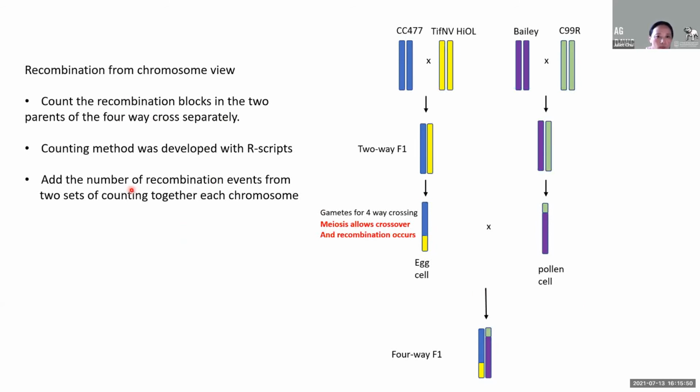The counting method was developed by Dr. Walid Korani using R scripts. The number of recombination events from the two sets of counting were added together to account for the actual number of recombinant events in the four-way F1 hybrids.